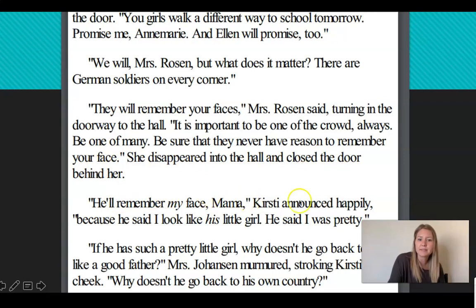He'll remember my face, Mama, Kirsty announced happily, because he said I look like his little girl. He said I was pretty. If he is such a pretty little girl, why doesn't he go back to her like a good father? Mr. Hanson murmured, stroking Kirsty's cheek. Why doesn't he go back to his own country?